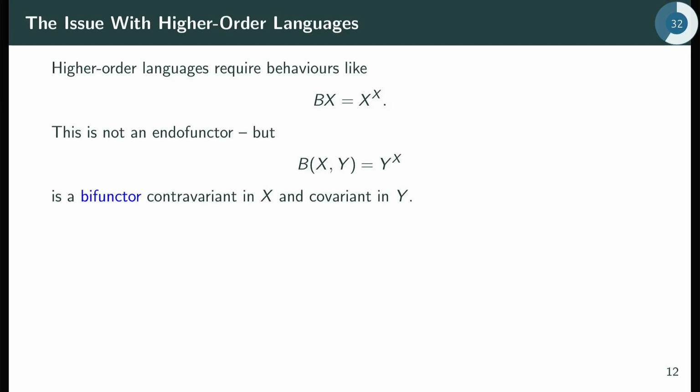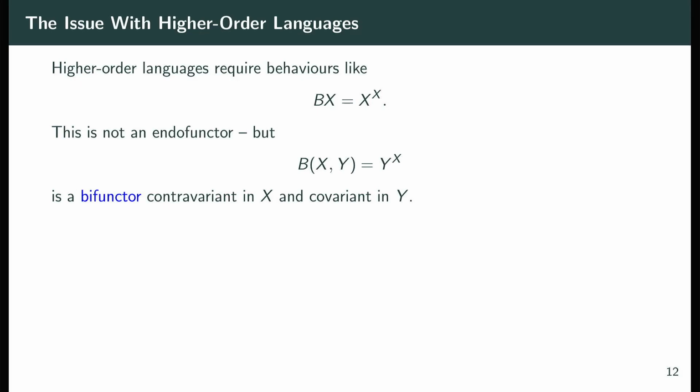The fundamental, primordial problem with these behaviors, with higher order languages, is that combinators or lambda abstractions behave like functions from terms to terms. So if we were trying to do this generically, we would say that the behavior of a term is X to the power of X. But the problem is, and this is a primordial problem in category theory, that this assignment, assigning X to X to the power of X, is not functorial. We're not talking about an endofunctor.